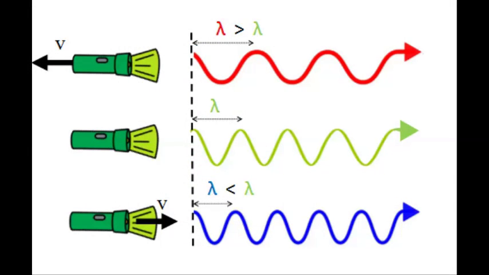If the object's moving away from you, it causes the wave to be stretched out, and the wavelength increases which makes it look more red. And if the object's moving towards you, that causes the wave to be squished, and the wavelength decreases, which makes the light look more blue.